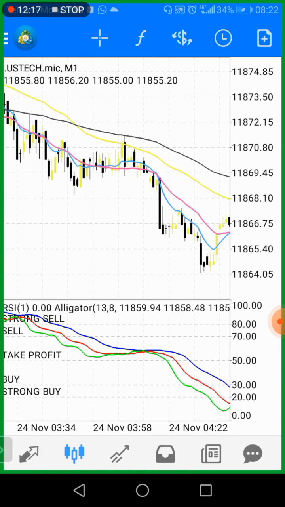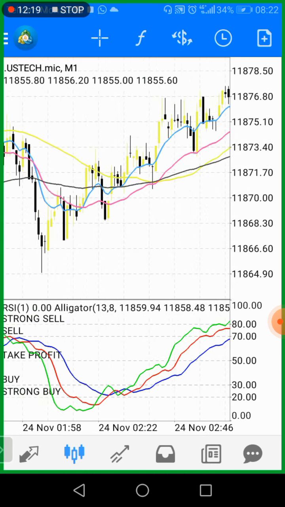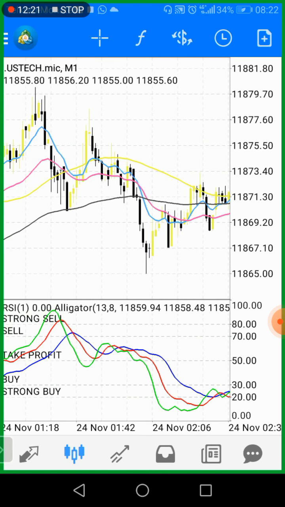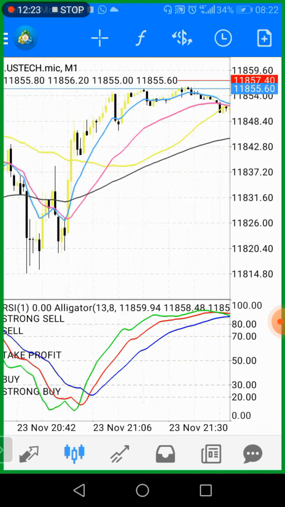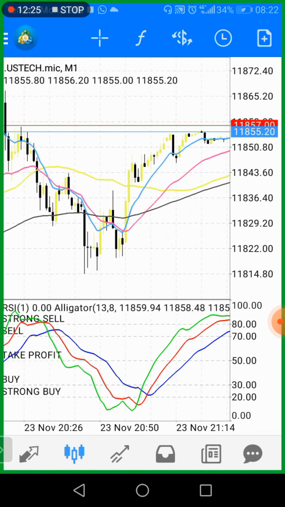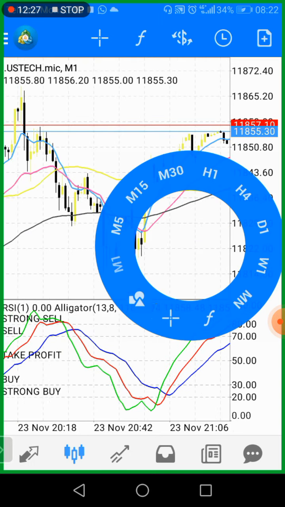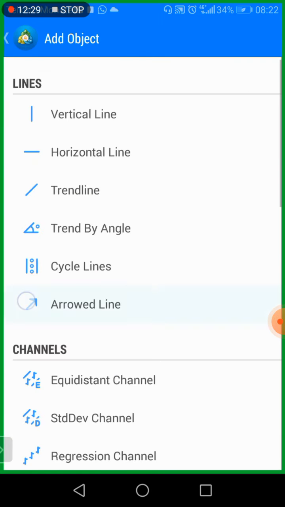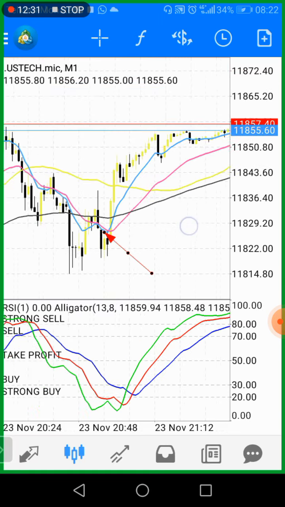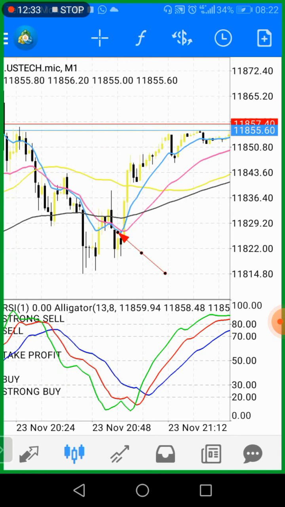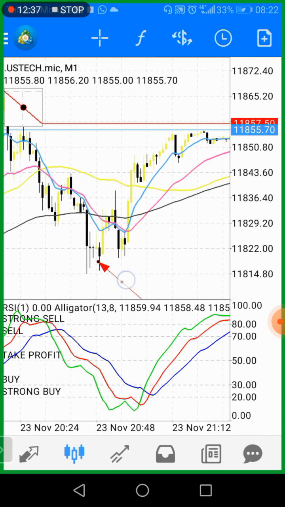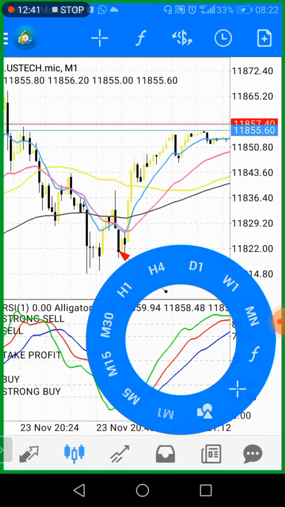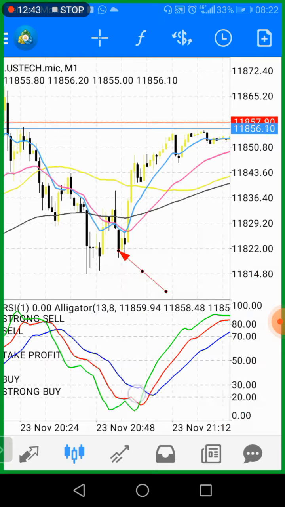Now, after that inverse head and shoulders, we saw it went up. Let's go back. Okay, here's another one. Oh, this one was a beautiful trade, guys. We have a double bottom, and we can see that the price is oversold, so we're expecting what? A reversal.